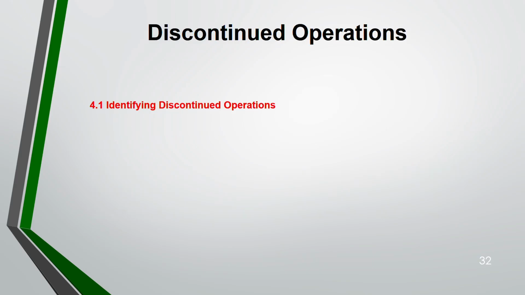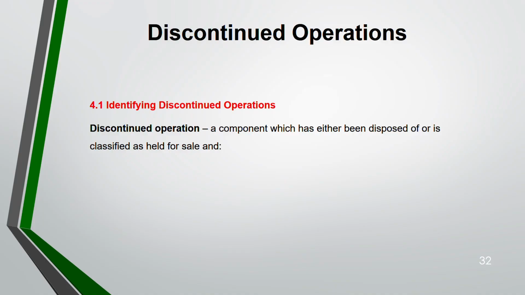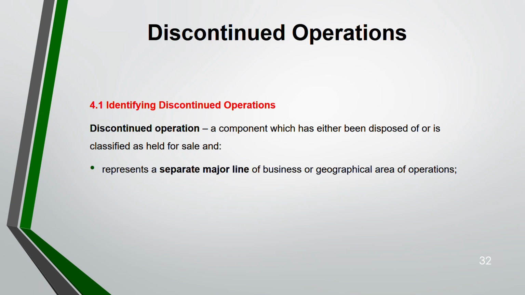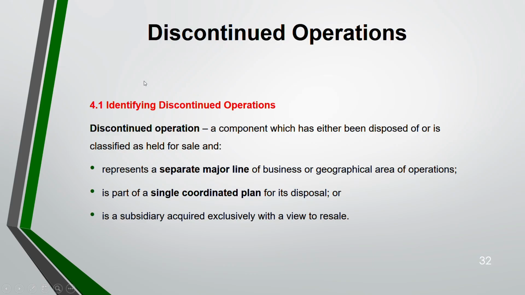Now, last part is discontinued operation. Identifying discontinued operation. What is a discontinued operation? A component which either has been disposed of or is classified as held for sale, and it represents, see, these keywords are very important. In your exam you have to see whether it's a separate major line of business or a geographical area of operation which you can sell, or is part of a single coordinated plan for its disposal, or is a subsidiary which you have acquired with a view to resale. So there are three things.